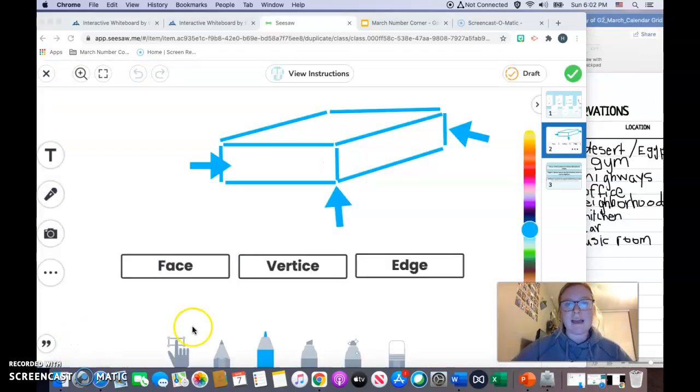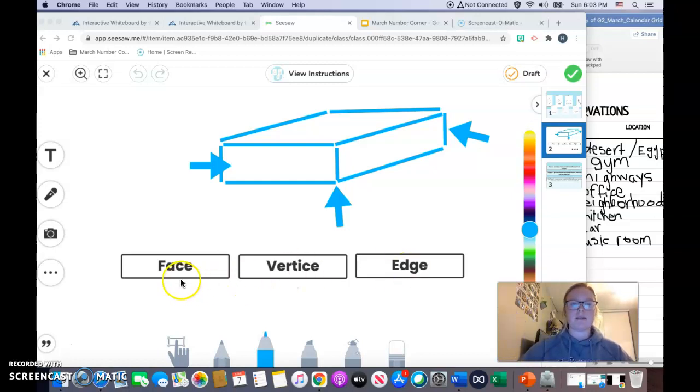So here I am, and we have in front of us a 3D shape. Now, I'm not going to tell you what this 3D shape is because this is one of our mystery shapes that we're going to learn later on. But one thing we do want to do is look at these three words. So we have face, vertice, and edge. These are the three pieces that go along with a 3D shape.